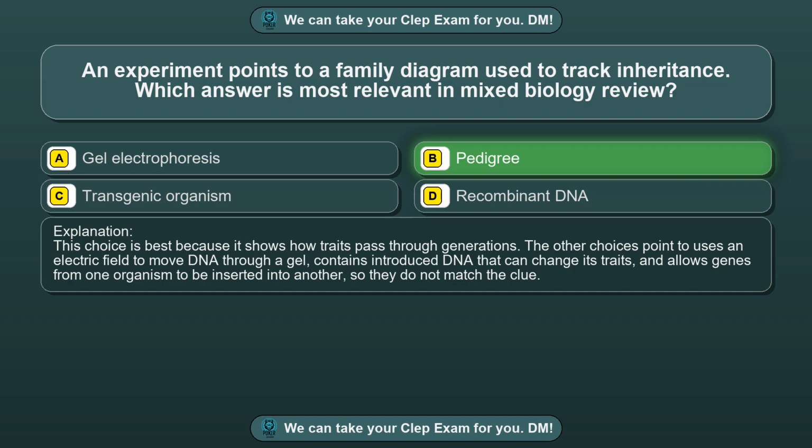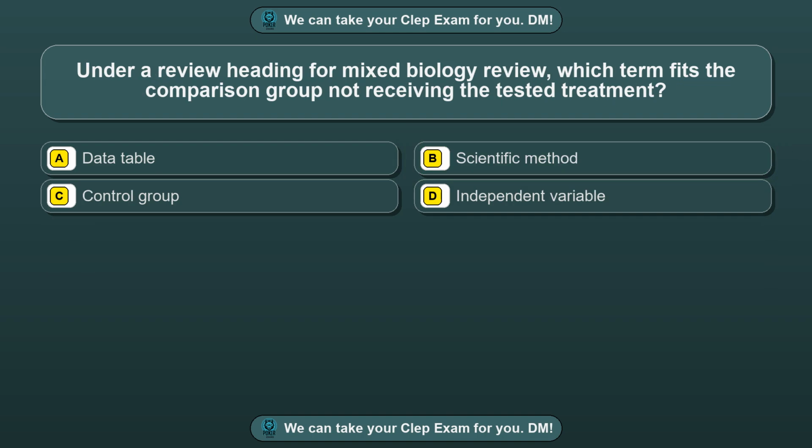clue. Question 3. Under a review heading for mixed biology review, which term fits the comparison group not receiving the tested treatment? Option A. Data table. Option B. Scientific method. Option C. Control group. Option D. Independent variable. The correct answer is option C.